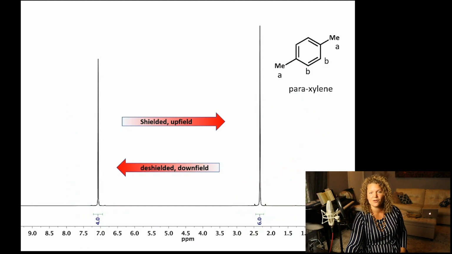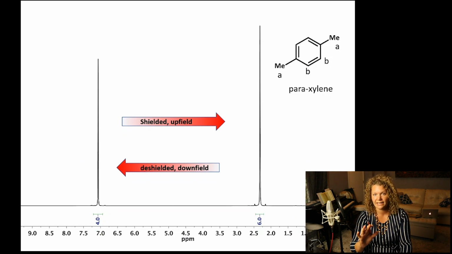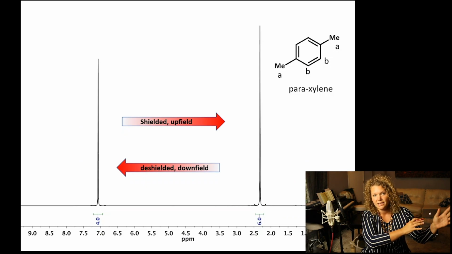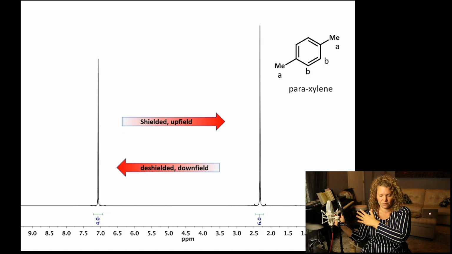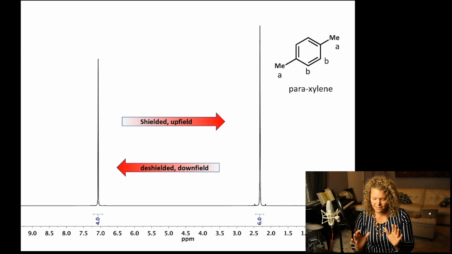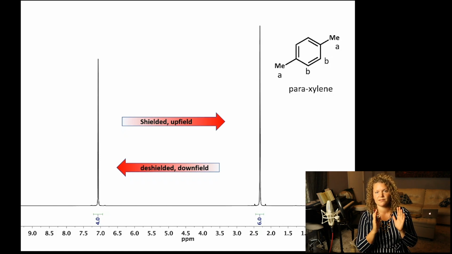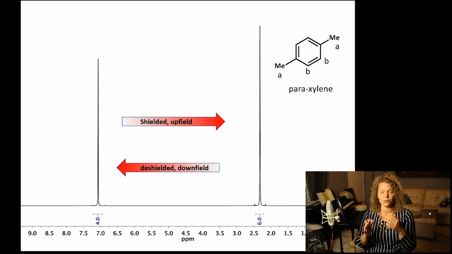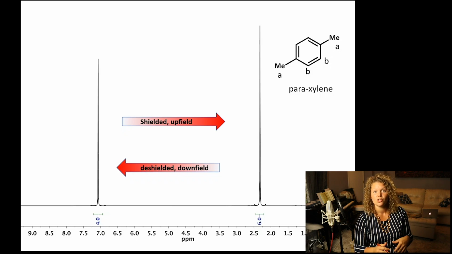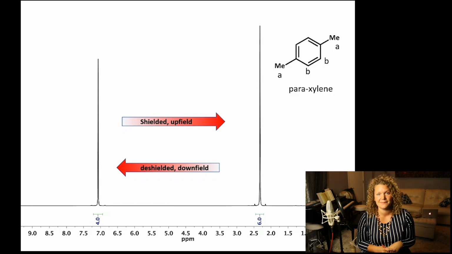Let's look at an aromatic example. Here again, I have that shielded is upfield and then de-shielded is downfield. Let's figure out the signals that we have here. Which signal corresponds to which hydrogen in this molecule, paraxylene? You can go back and use your appendix and see if you can find the ranges for the CH bonds that you're looking at.